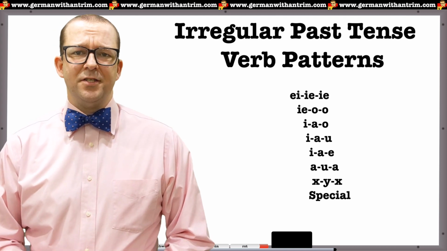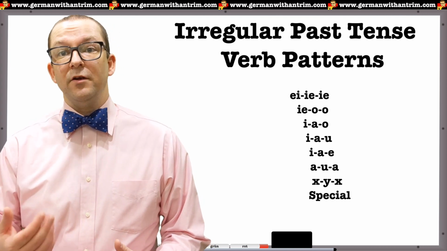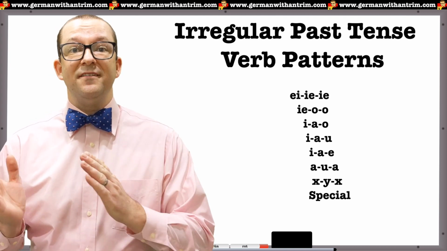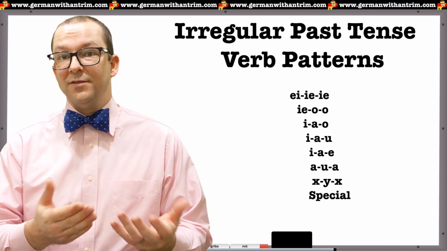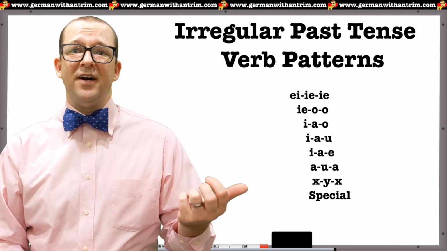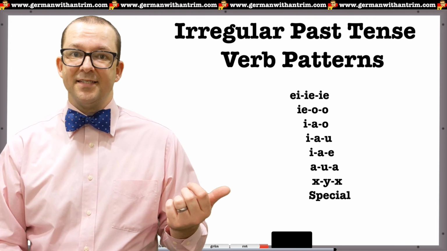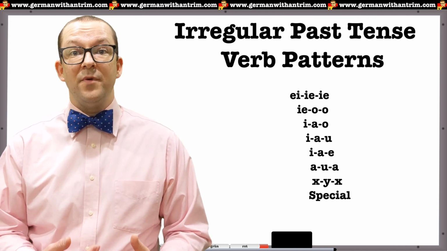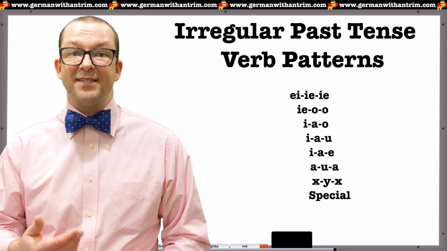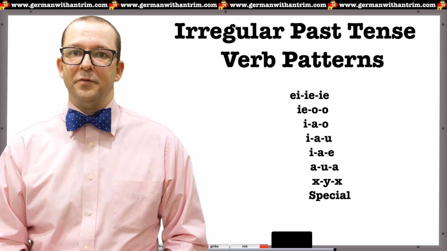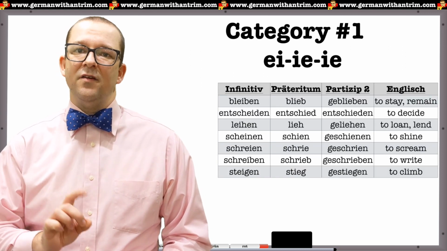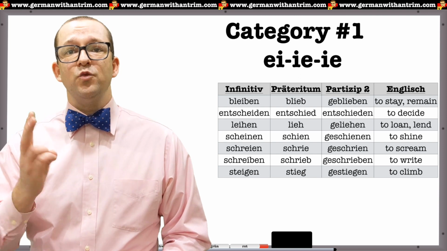There are many patterns that can be seen when you look at the changes for irregular verbs in German between the infinitive, the Präteritum or simple past tense, and the Partizip zwei, which is used to form the perfect tense. In this video, I'll show you the most common patterns which will help you to learn the past tense forms of German irregular verbs.